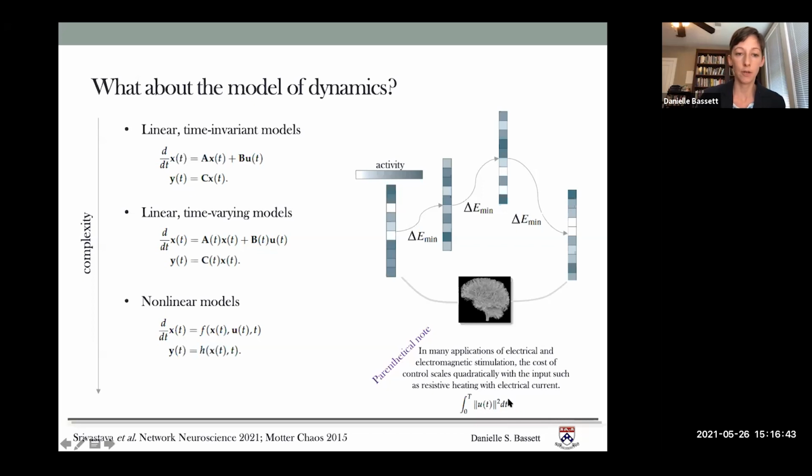One parenthetical note I wanted to mention is that I'll be talking a lot about energy, and often what we do is state that energy is simply a function of the input u. So we define energy as the integral from 0 to T of u(t) squared dt. The reason that we do that is that in many applications of electrical and electromagnetic stimulation, the cost of control scales quadratically with an input, such as resistive heating within electrical circuits.